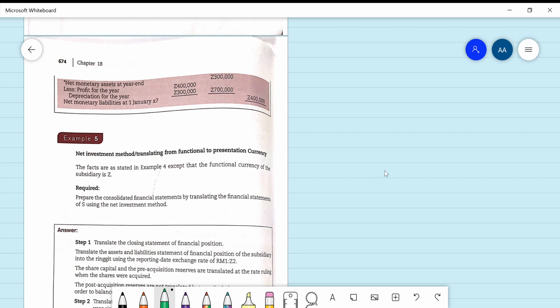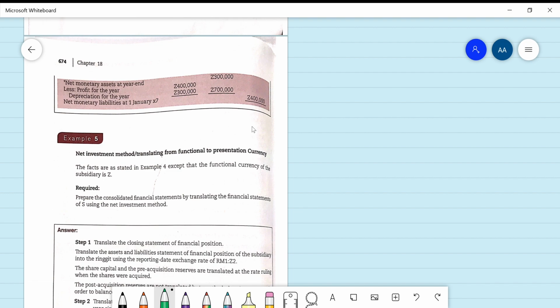Okay, now we'll look into example 5 of chapter 8, whereby you are supposed to prepare the consolidated financial statements when a foreign operation is included as a subsidiary.